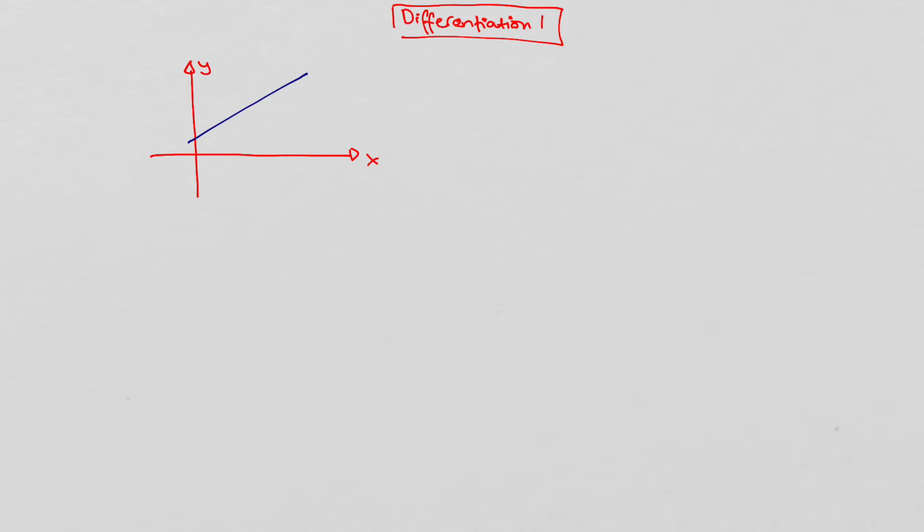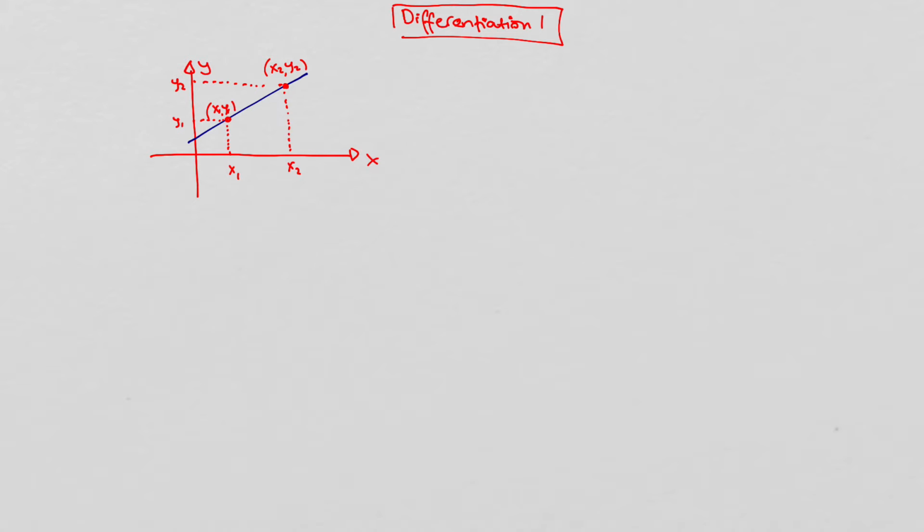Differentiation 1, first principles. In this graph here we can see we have a linear function, and if I take 2 points on this linear function and I call them x1, y1 and x2, y2, then what that means is I've gone out a distance of x1 on the x-axis and up a distance of y1 on the y-axis. I've gone out a distance of x2 on the x-axis, and I've gone up a distance of y2 on the y-axis.